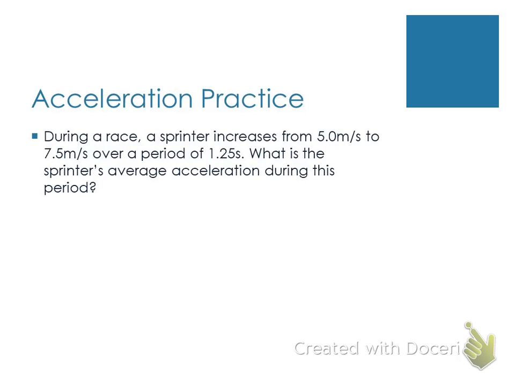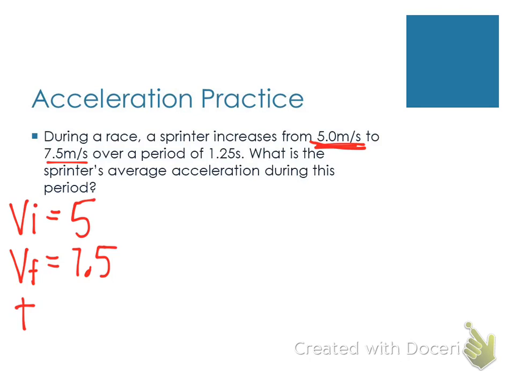So 5 meters per second, what do we think that's telling us? Initial what? Velocity, good. And that's V sub I, I for initial. What's 7.5 telling us? Final velocity. And then 1.25 is our time.